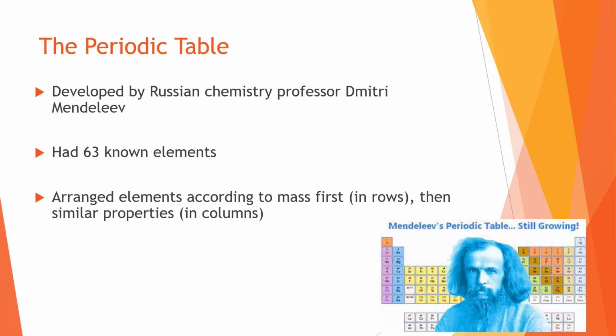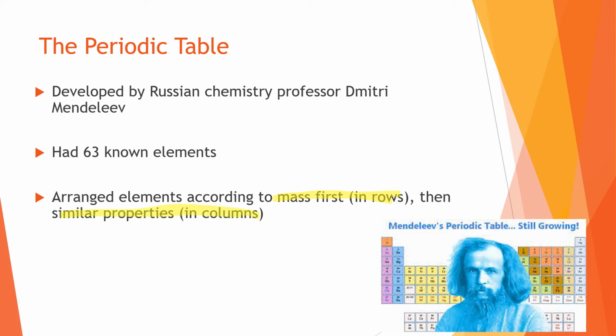Okay, so the periodic table was developed by a Russian chemistry professor, Dmitry Mendeleev. He had 63 known elements, and there were actually many different spaces left on the periodic table because it was known that more elements would be discovered in the future. He arranged elements according to mass first. So elements were arranged in rows based off of the atomic mass. Okay, and then based off of similar properties in columns.